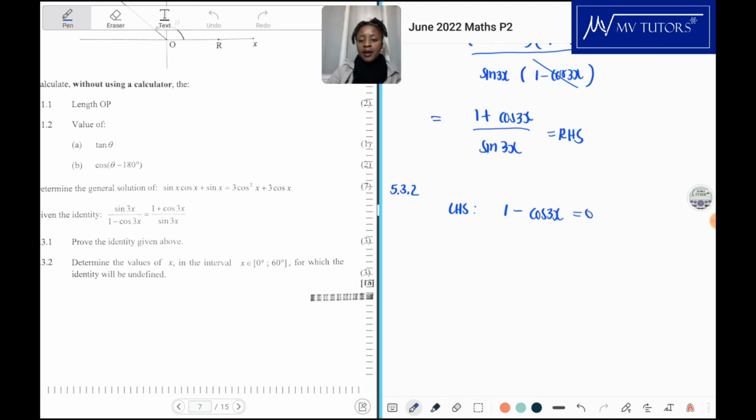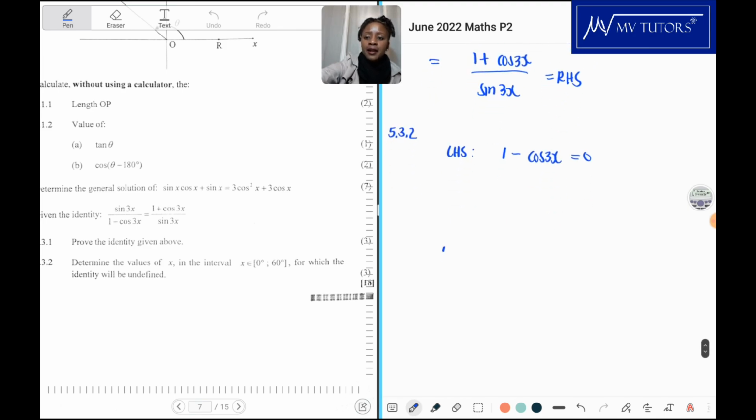Okay, if you're looking at the right-hand side, again, the denominator, if this were to be undefined, the denominator has to be equal to 0. So you would take sine 3x equal to 0. And you can take either of them, it doesn't matter. We know that they are equal. I'm just showing you that both of them actually do work.